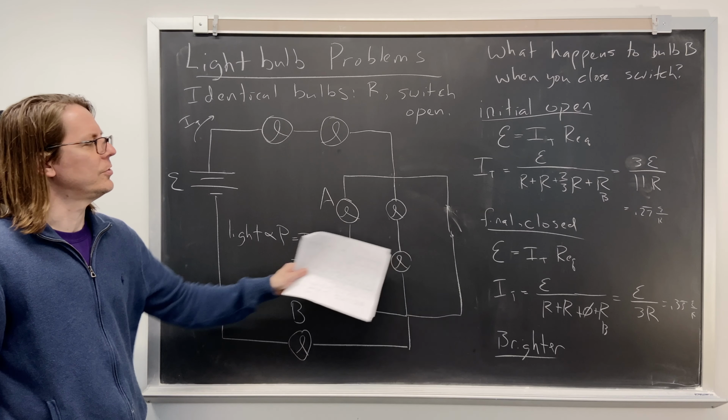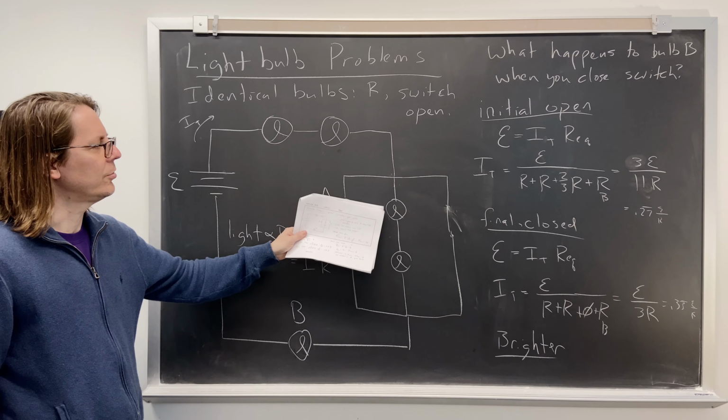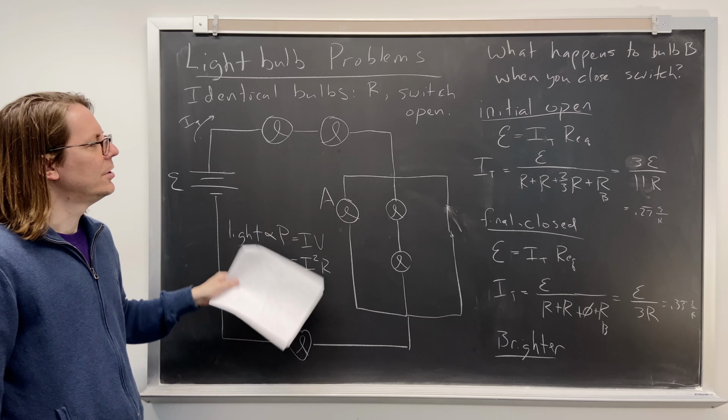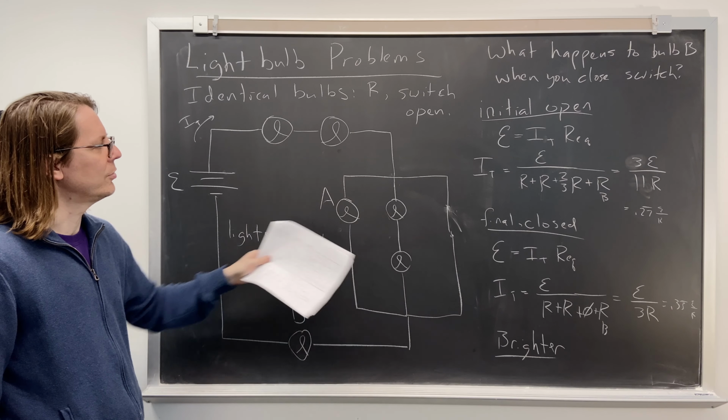Because basically you've taken some resistors out of the circuit. If you take resistors out of the circuit, when they were in series, resistance goes down, total resistance goes down, so the current goes up.